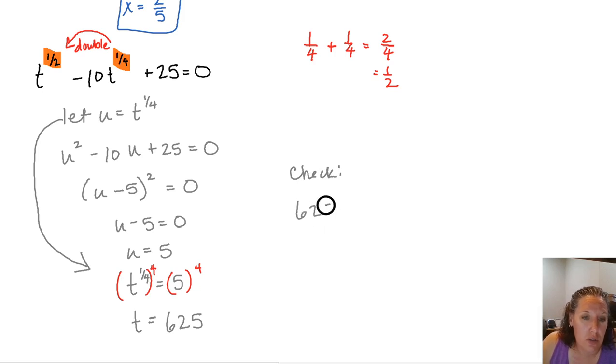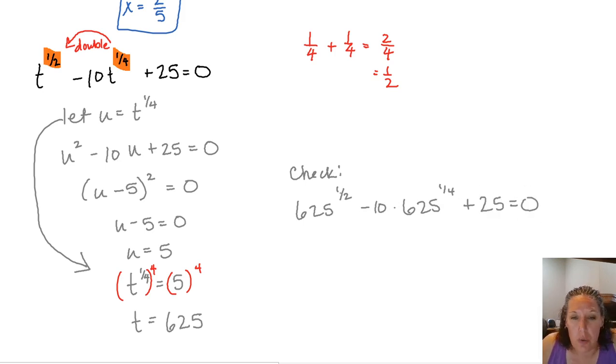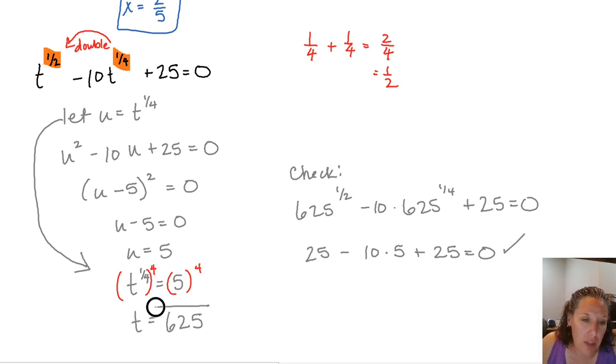Anytime you raise something to an even power, you do want to just double check that you're not introducing any extraneous solutions. So 625 to the 1/2 minus 10 times 625 to the 1/4 plus 25 equals 0. 625 to the 1/2 is 25. Square root of 625 is 25. And 625 to the 1/4, well, we actually got that number by raising 5 to the 4th. So that's going to be 5. So 25 minus 10 times 5 is 50, plus 25 does equal 0. So that is our solution.